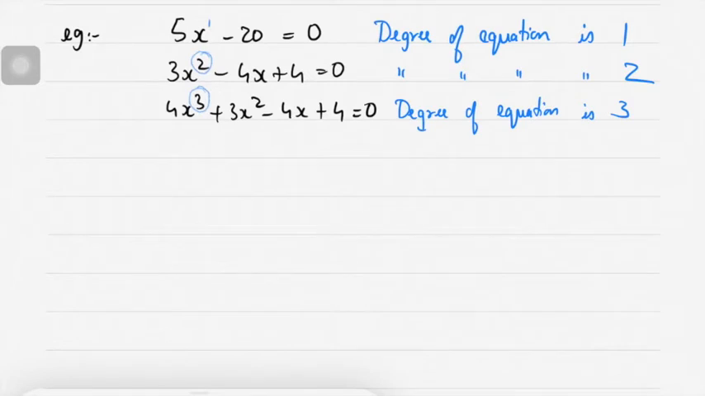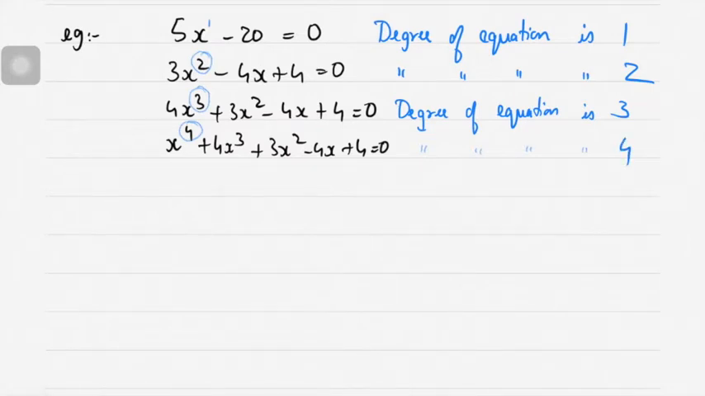Okay, I'll write one more equation. Suppose x raised to 4 plus 4x cube plus 3x square minus 4x plus 4 is equal to 0. Here my degree of the equation is 4. Okay, so the degree of the equation is 4.